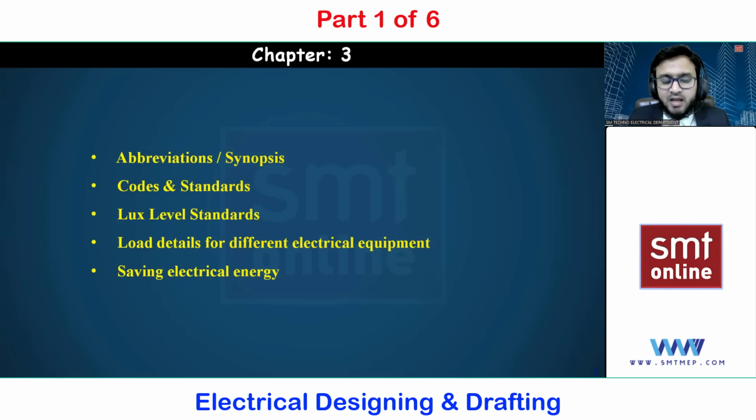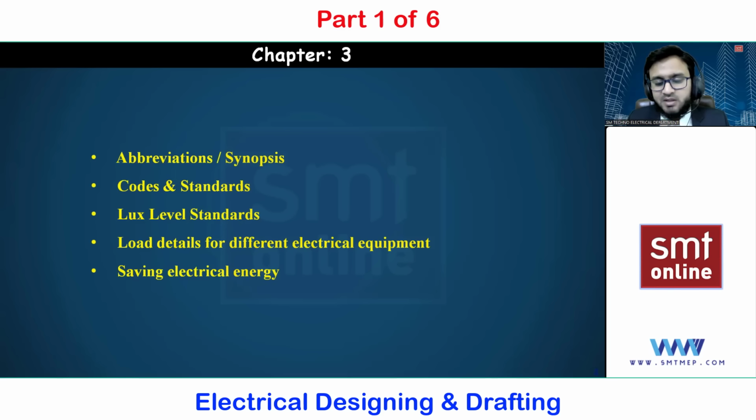fixtures. Again, you can see we have the load details for different electrical equipment. When you talk about electrical designing and drafting, the first thing for any electrical engineer is to find out the total connected load in terms of kilowatt or kVA.